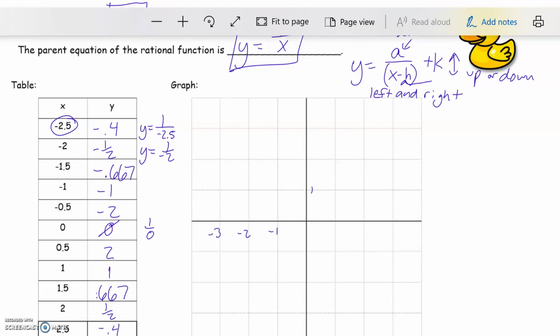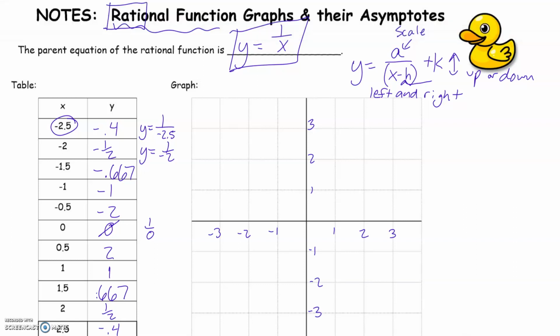All right, next we're going to go ahead and graph these points on our graph. I went ahead and put some points on our graph. Negative 1, negative 2, negative 3, and we're going to go ahead and plot these points. So starting with negative 2.5 and negative 0.4, we're going to go over here, negative 2.5, and then negative 0.4, which is going to be down in the third quadrant.